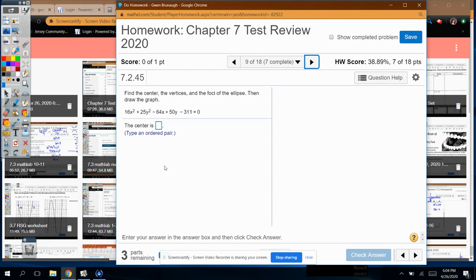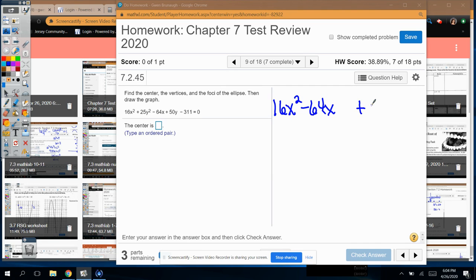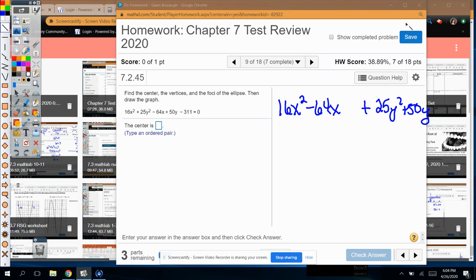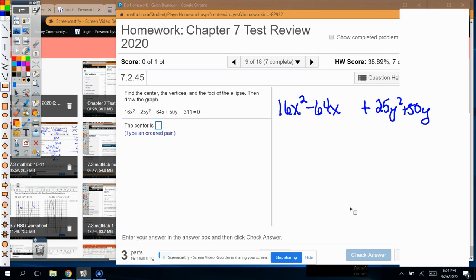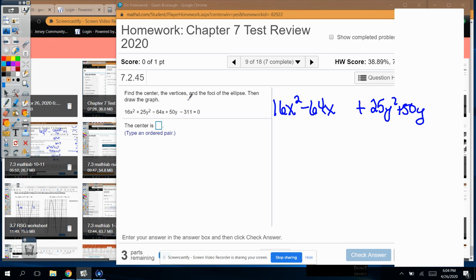Okay, number 9, you're going to want to write this one down. We're going to have to do some rearranging. X squareds go with X's. Y squareds go with Y's. And we're going to move that number by adding 311 to the other side.